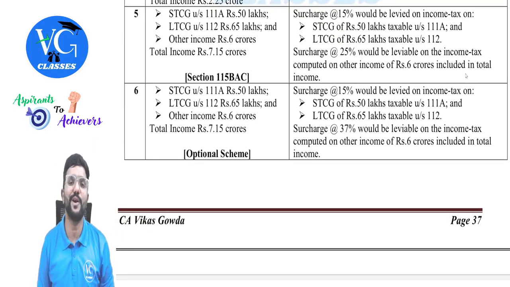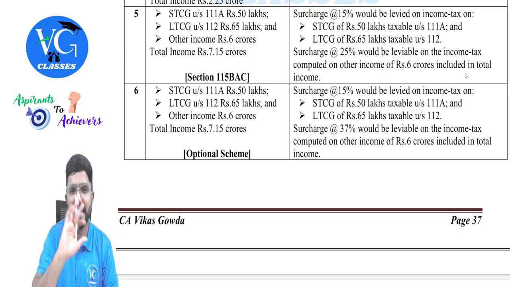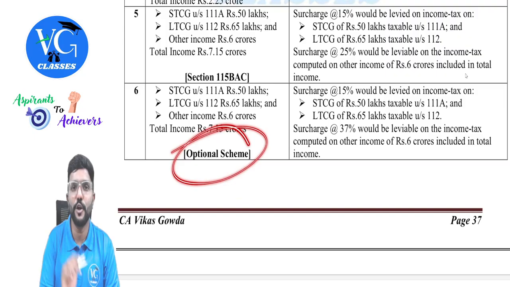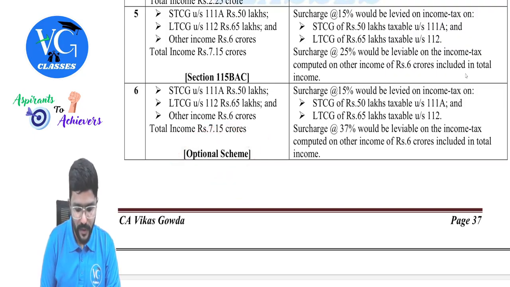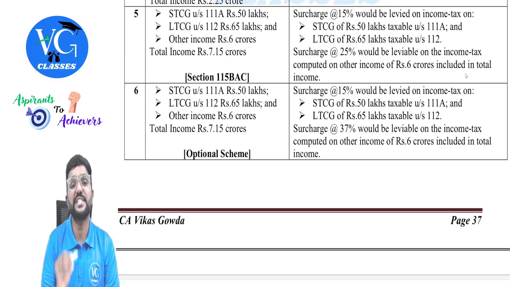Obviously, guys, total income will not remain the same under both the schemes because there are a few exemptions and deductions which are blocked under the default scheme. But anyway, here I have taken it so that you will understand the difference between both. So assume the same scenario, but the assessee is following the optional scheme. So what is the total income? 7.15 crore. If we exclude the special items, then we are getting 6 crore.